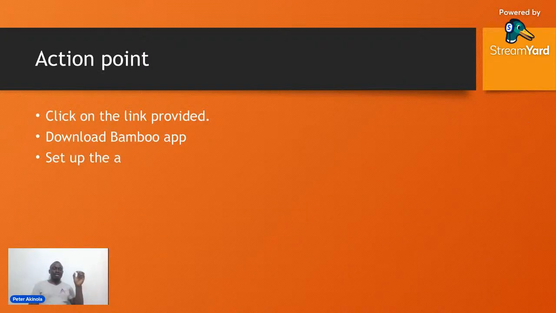So what is the action plan you need to do now? You need to click on the link I'm going to provide after this class in the WhatsApp group. You need to download the app and set up your account. And then tomorrow you can practically check the market.